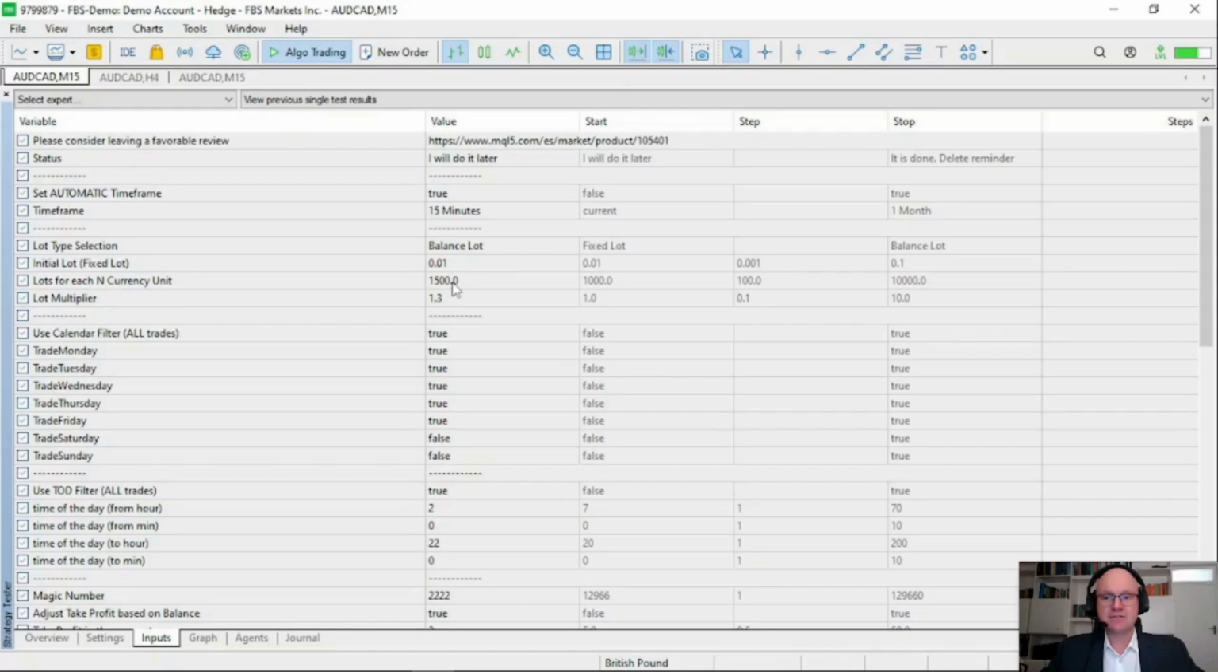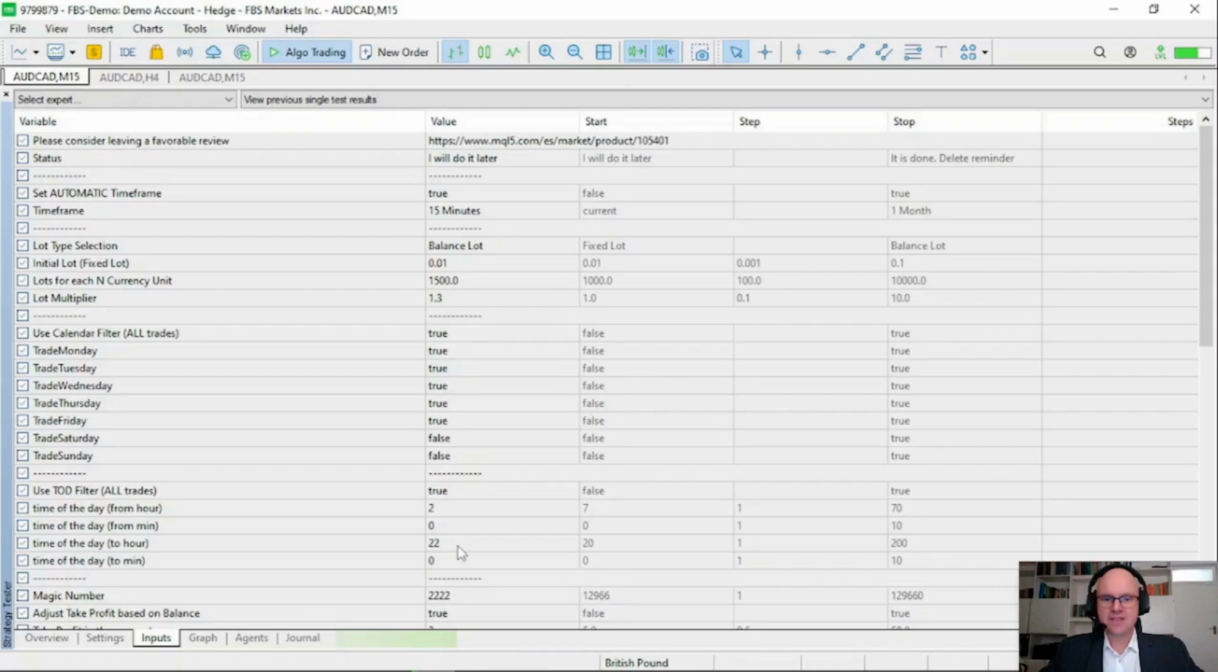I'll be increasing the lot per currency to 1,500. So from 1,000 to 1,500, giving me a medium to high risk. Additionally, I've increased the lot multiplier from 1 to 1.3 to help the grid trade more profitably. For the calendar filters, I have these set to true, as well as the trade day and trade hour filter, which I'll be starting the system on a New York or London server from 2 to 22.